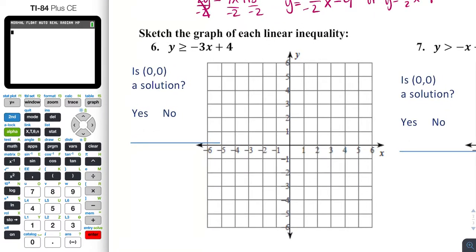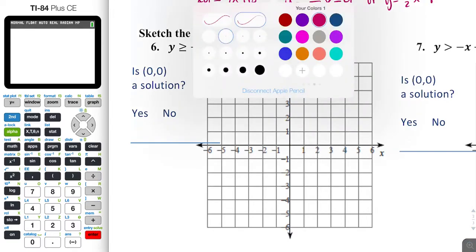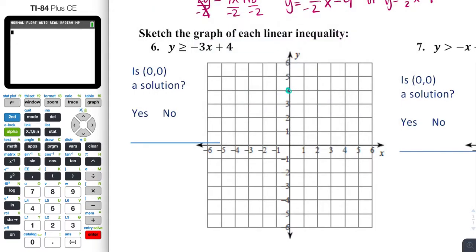All right, number 6. So number 6 is going to be like graphing on the first page. We're going to start with our y-intercept of 4. And then we're going to have a slope of -3.